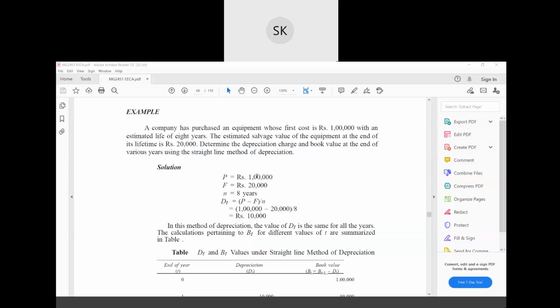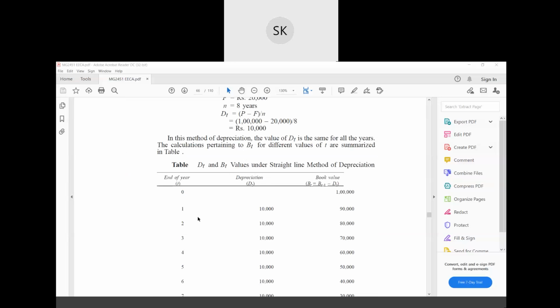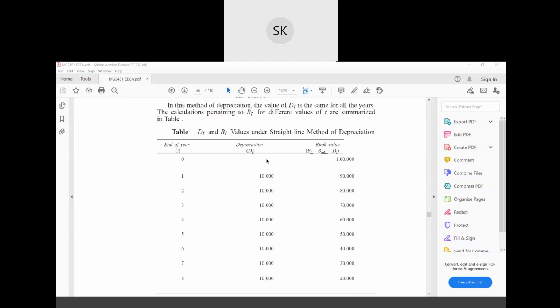P was 1 lakh, F was 20,000, N is 8 years. So with the same easy formula, you can find the DT value, which is 10,000. In this method of depreciation, the value of DT is the same for all the years. The calculations pertaining to BT for different values of T are summarized in the table. So you can find DT will be the same throughout, but BT will change for every year. So for 8 years, you have to find from 0 to 8. Depreciation was the same.